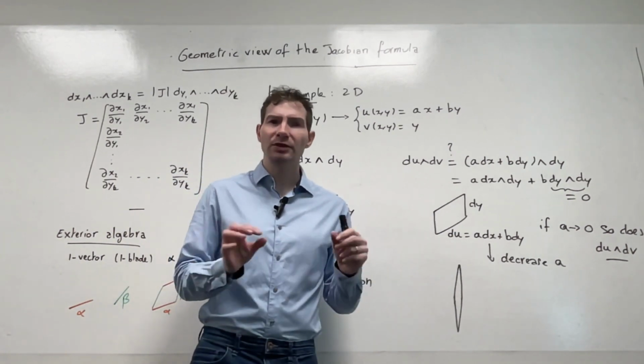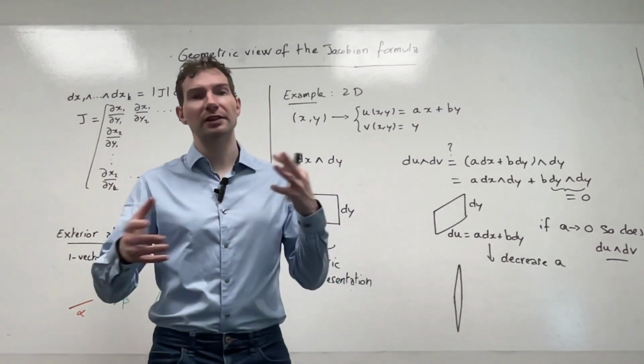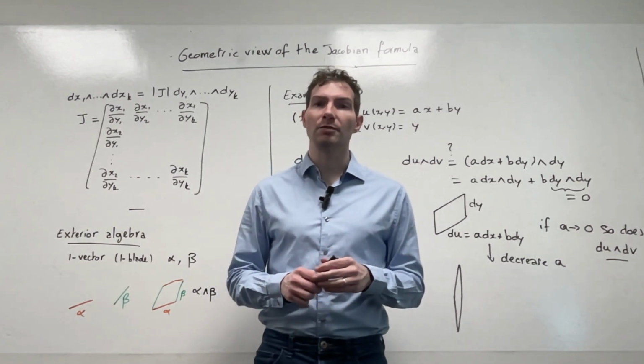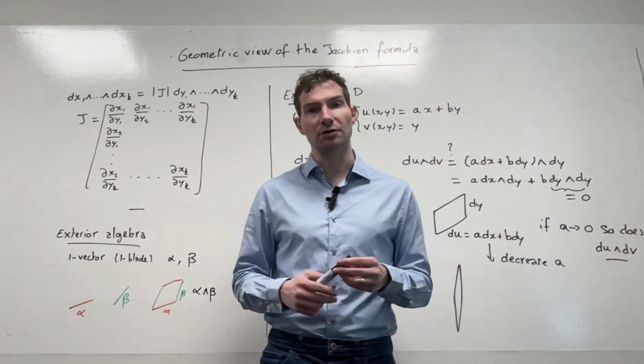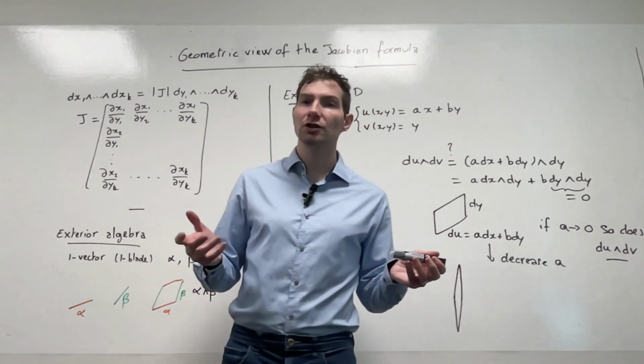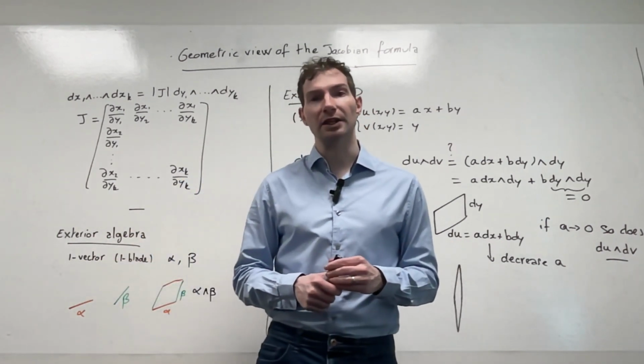Okay, so I hope this clarifies a little bit from at least a graphical and visual standpoint this subtle aspect of these Jacobian transformations.